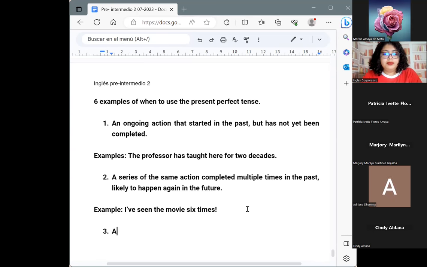An action that was completed very recently. Often used with just or now.